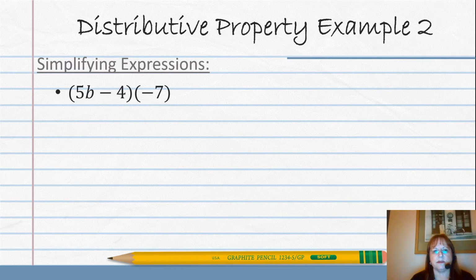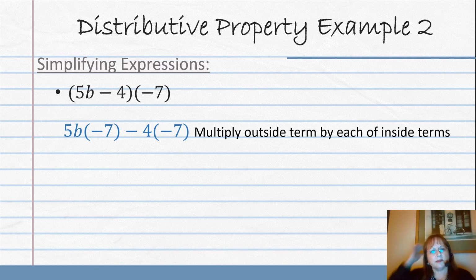Example two on the distributive property is a little bit different than the last one that we just did. We have the quantity or the difference of 5b and 4 times negative 7. So we're going to multiply those. We're going to multiply that negative 7 times 5b, and we're going to multiply that negative 7 times 4. So we have 5b times negative 7, and we have 4 times negative 7, and we're subtracting those.